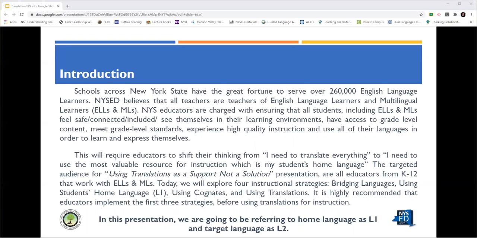The target audience for this presentation is all educators K through 12 that work with multilingual learners. Today we're going to explore 3 instructional strategies, which will be bridging languages, using students' home language, and using cognates. These are strategies that we want educators to consider before using the last and 4th strategy, which is using translations. Please note that through this presentation, we're going to be referring to home language as L1 and target language as L2. We hope you find the information and the best practices here useful and that you're able to implement some of these during your in-person, your hybrid, or your remote instruction.